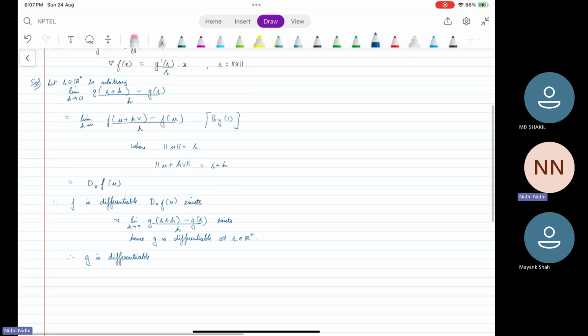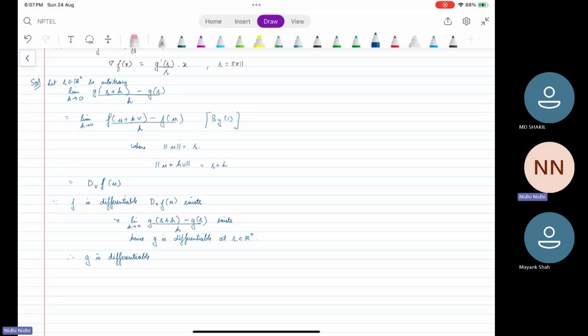So the main idea was that the function f is differentiable and hence all of its directional derivatives exist. Therefore, the function g is also differentiable. Next, we need to show that if g is differentiable, then the gradient of f can be written in the form of the derivative of g.